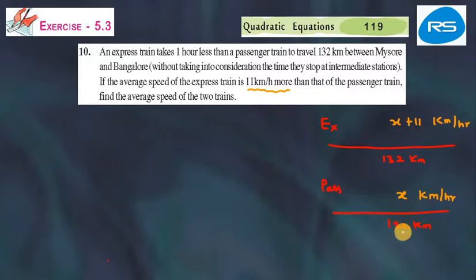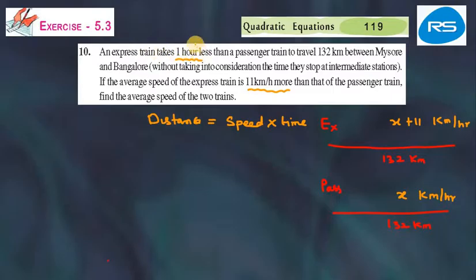So this is the data he has given. In this data, at the reaching points, the difference between the timings, both are reaching at 1 hour difference. So we'll solve this sum. First of all, the basic formula is distance is equal to speed into time. We'll use this formula.